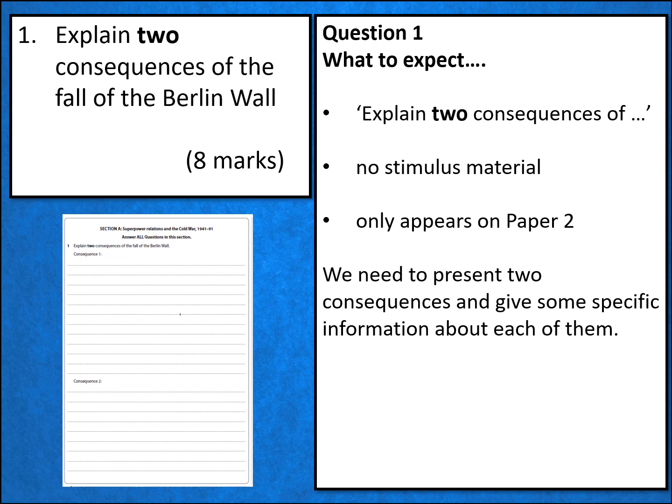So starting with the phrase "explain two consequences of". You can probably just make out on the screen that the answer booklet will lay out two sections for you to write about the two consequences that you identify. Now we're not going to get any stimulus material, so this is going to be a test of our own knowledge and understanding. Just be aware that this question type will only appear on paper 2, so this isn't transferable to any of the other papers.